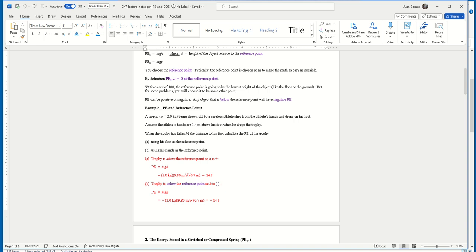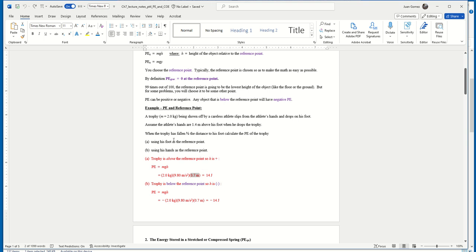It's just PE is mgh, where h is the height of the object relative to the reference point. In part A, in this example, we chose the foot as the reference point, meaning the object starts off above the reference point at his hands, and then when it's halfway down, it's still above the reference point. How far above? 0.7 meters, so it's positive.